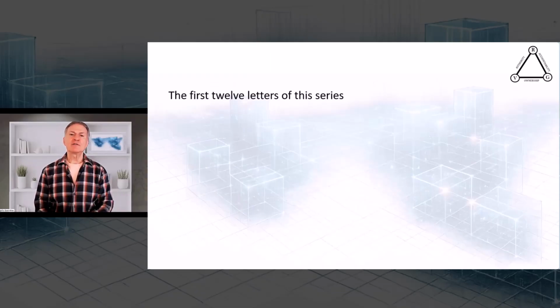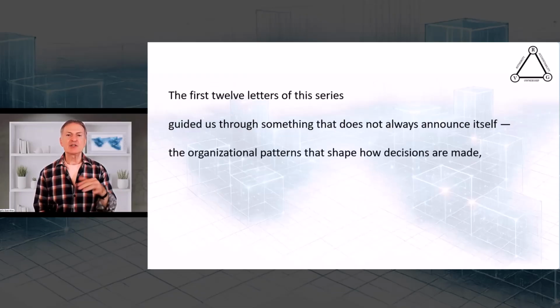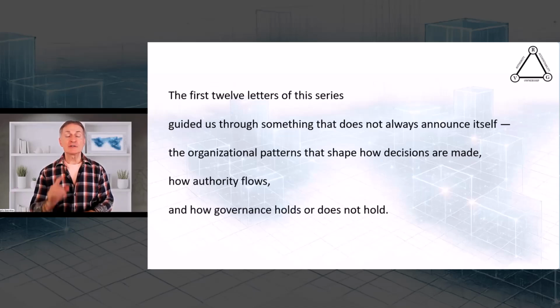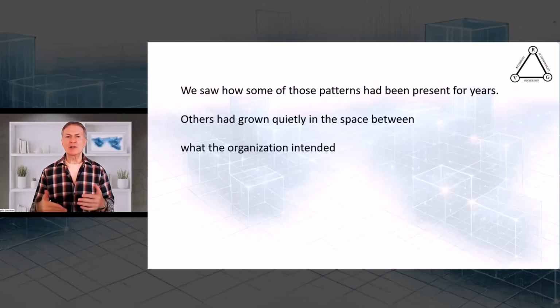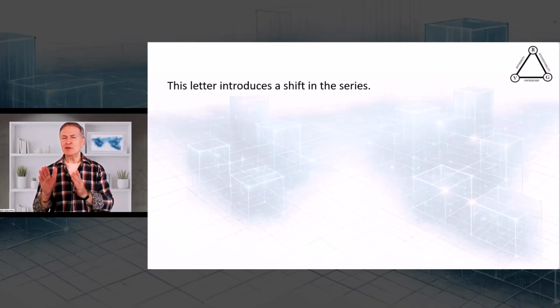The first 12 letters of this series guided us through something that does not always announce itself: the organizational patterns that shape how decisions are made, how authority flows, and how governance holds or does not hold. We saw how some of those patterns had been present for years. Others had grown quietly in the space between what the organization intended and what it actually did. That seeing was essential. This letter introduces a shift in the series.